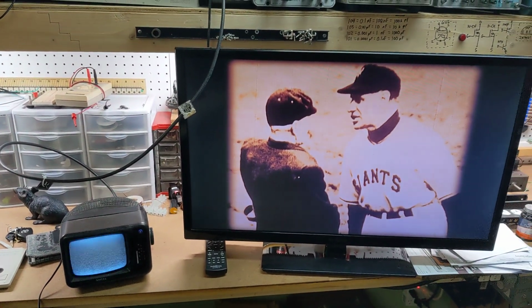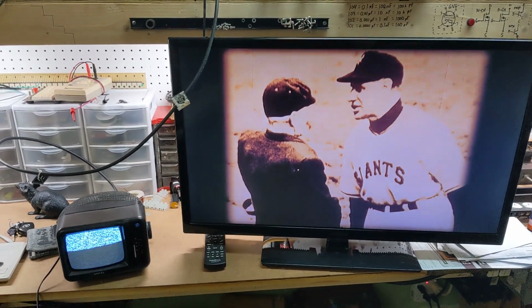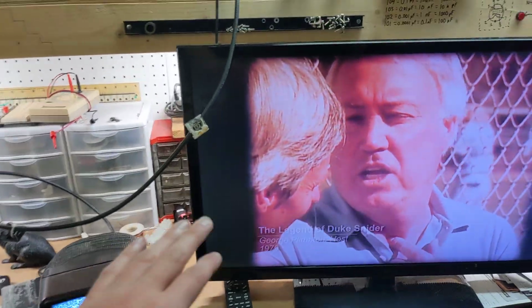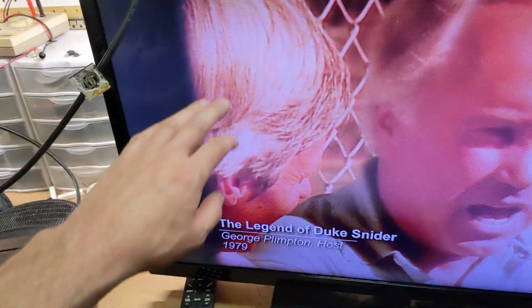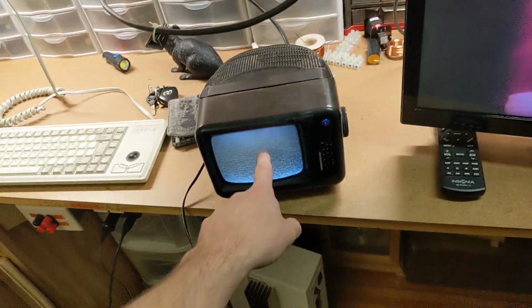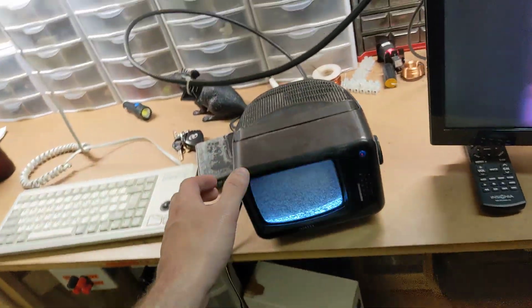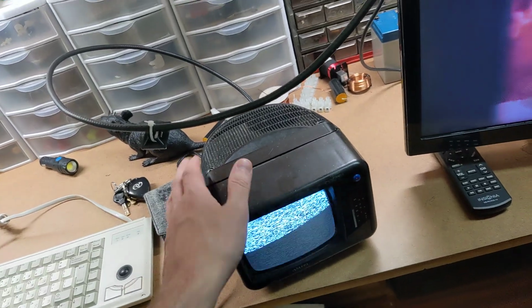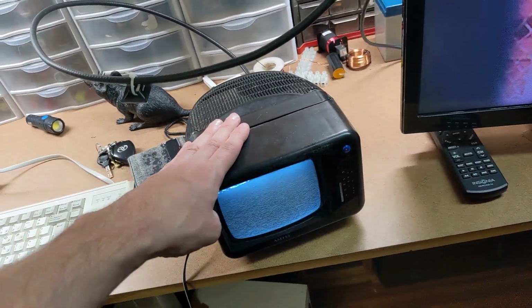All right, so what we've got going on here is showing basically the same television channel. This is digital TV, obviously. And this is analog TV. The only analog television set that I have personal ownership of is this little guy right here, the Amtel 5-inch black and white TV.